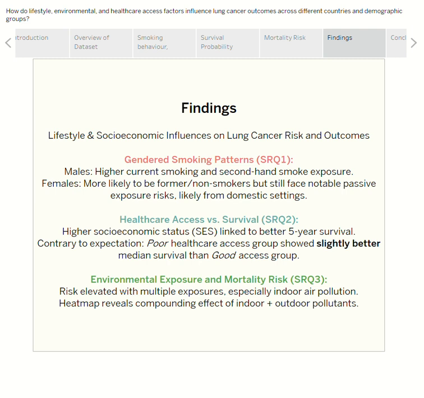Finally, the heat map on environmental exposure revealed elevated mortality risk when both indoor and outdoor pollutions were present, especially in occupational settings. These results suggest a compounding health burden that calls for urgent regulatory action, not just in public spaces, but also in workplaces and homes. That is relevant to sub-research question 3.